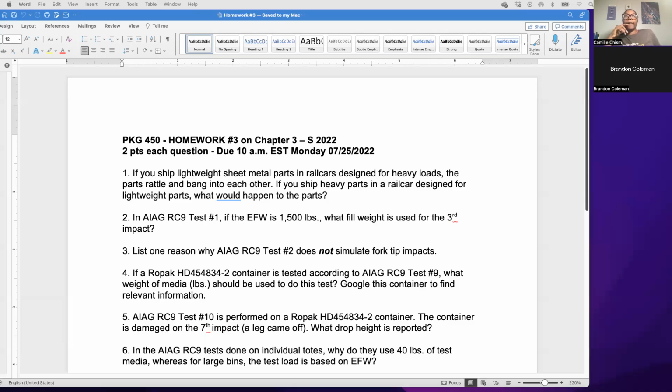Because it's kind of like something that is made to expect a lot of bounce and cushion. But if you've got heavy parts going in a rail car, and that rail car is designed for lightweight parts, it is kind of the opposite, where you've got parts that are light. And I'm trying to think of an example, a really good analogy here.